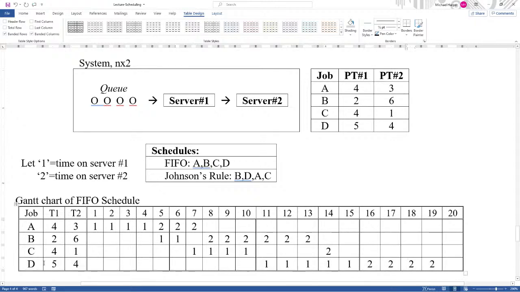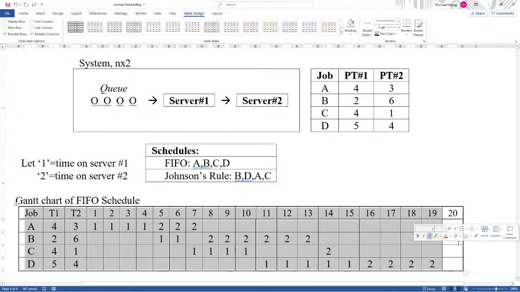So now the flow time of D is 19 days. The flow time of the last job in the schedule is the total processing time, so the time of completion is 19 days.